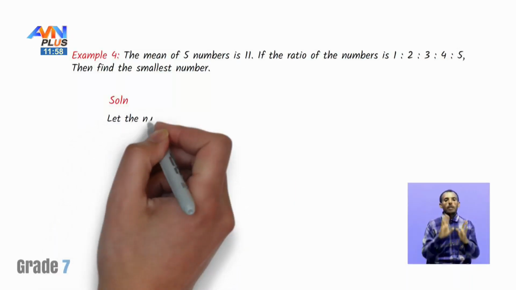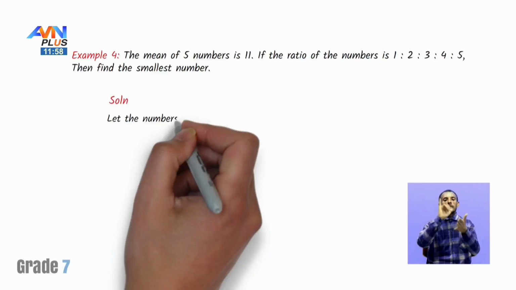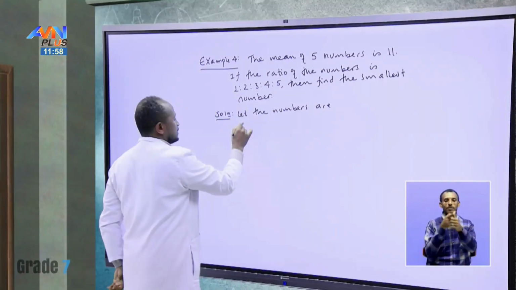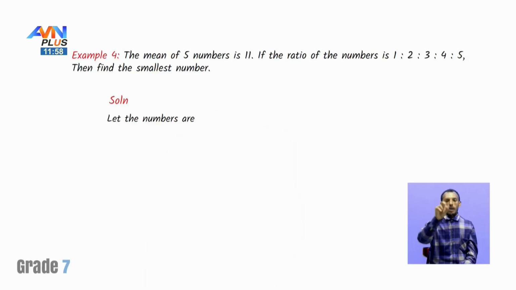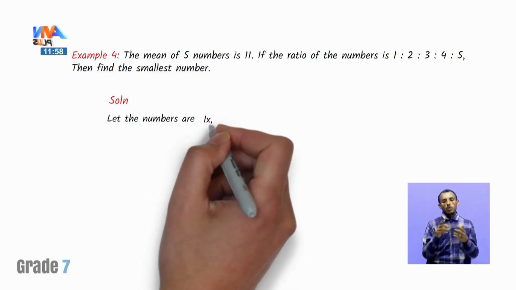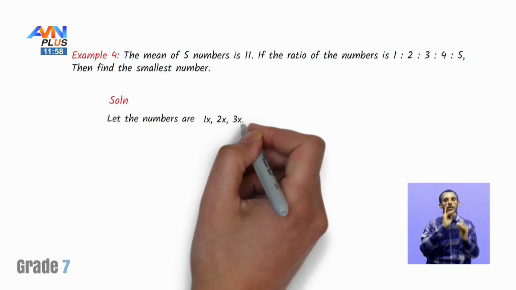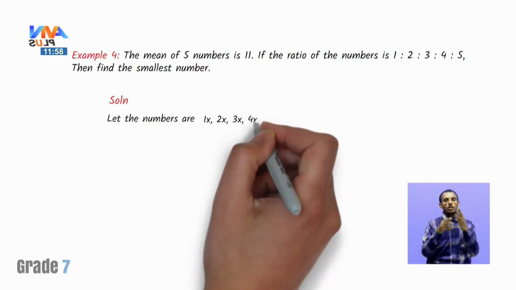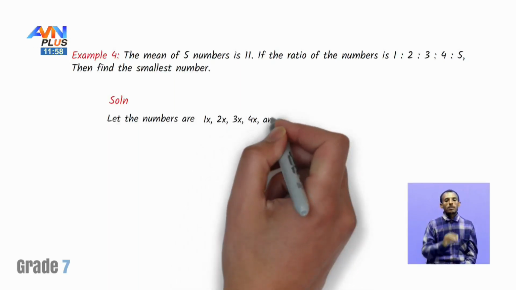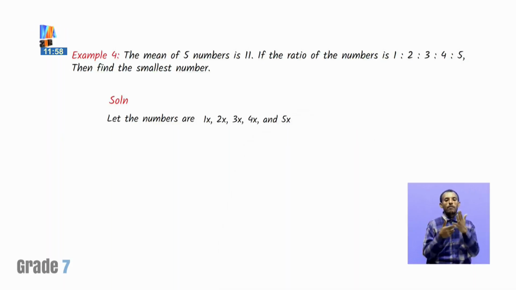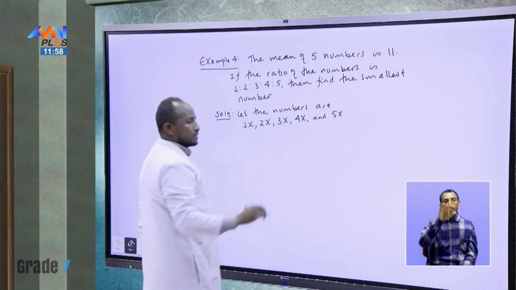Therefore here, let the numbers be: the first number is 1x, or simply x. The second number is 2x. Third number is 3x. The fourth number 4x and 5x. Assume the numbers are these.